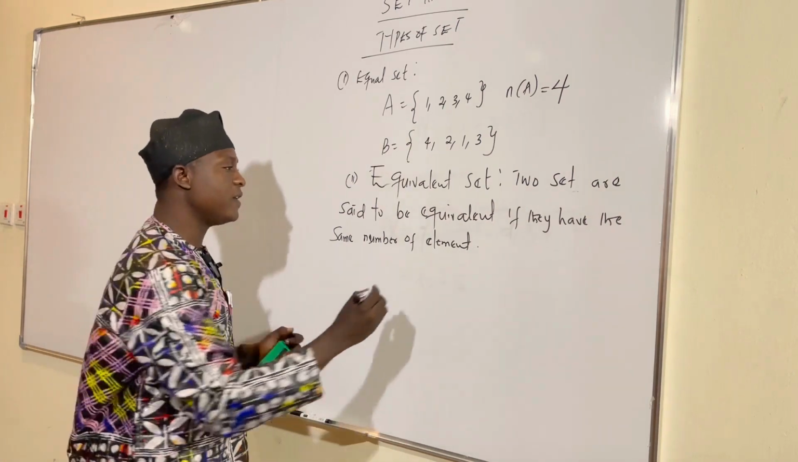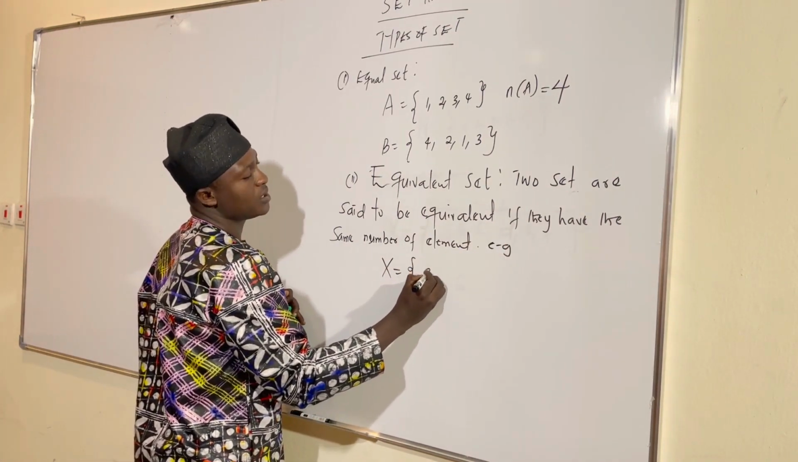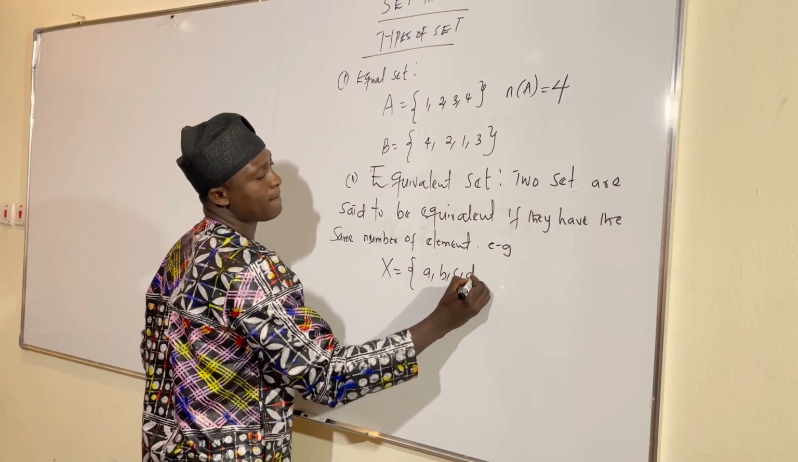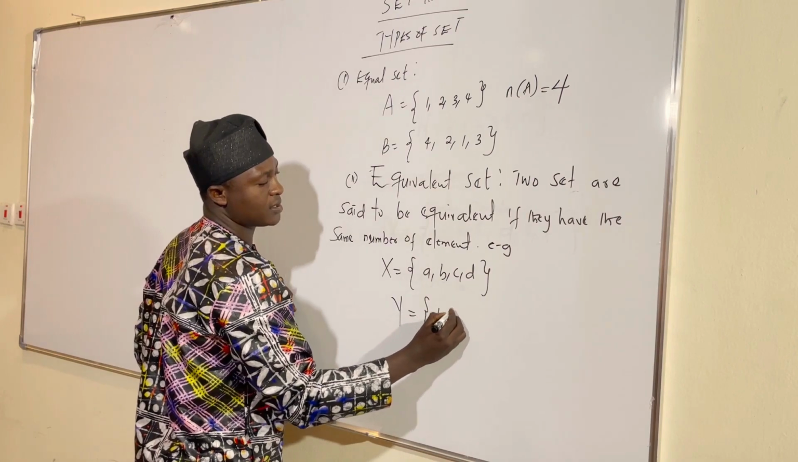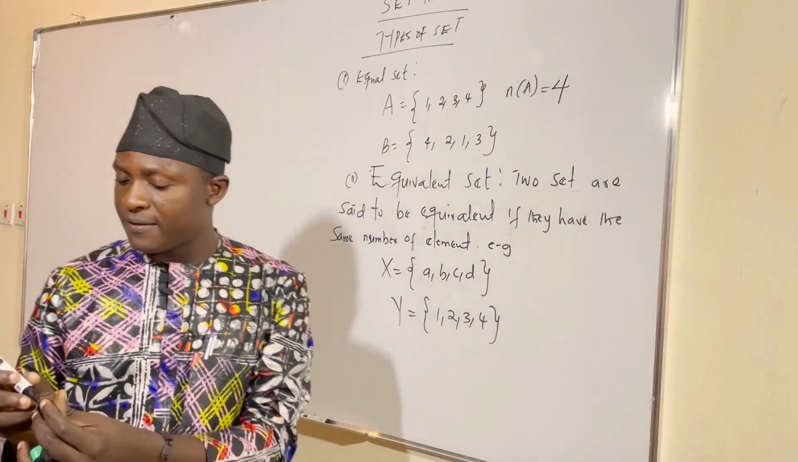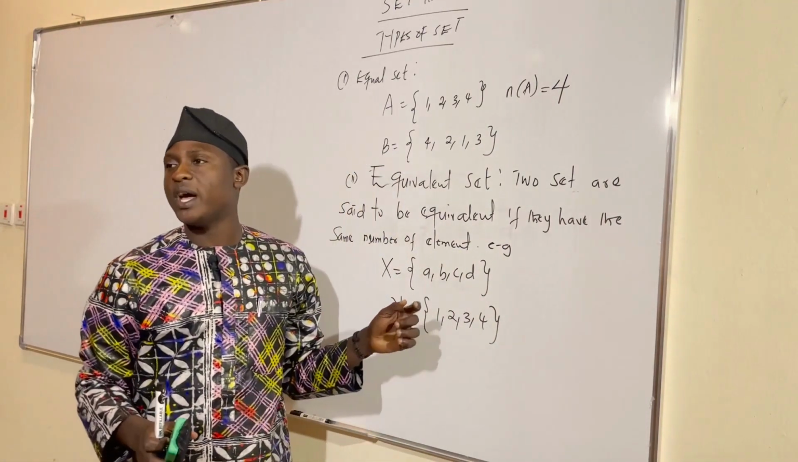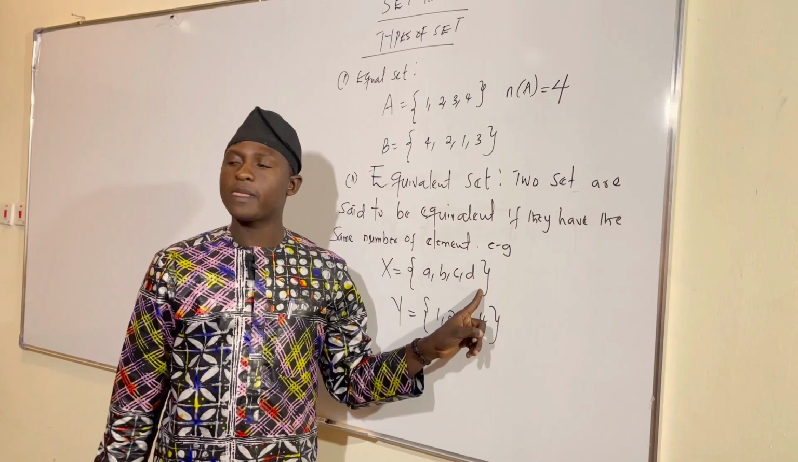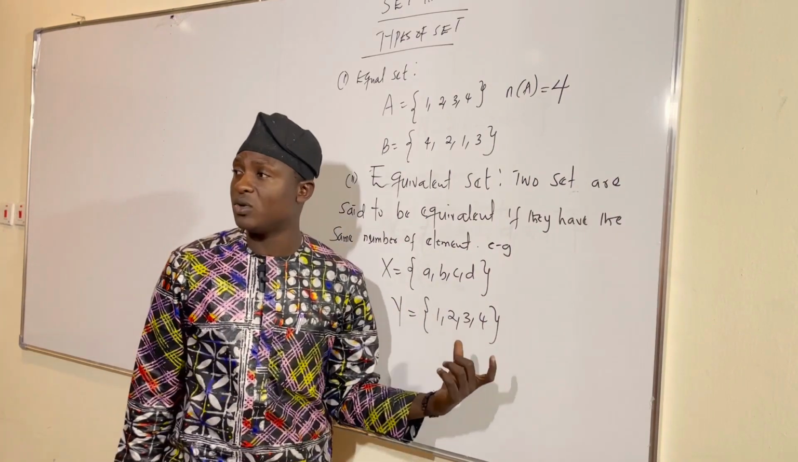So let's give an example of that. For example, let's say I have set X equal to {A, B, C, D}. Let's say we have Y equal to {1, 2, 3, 4}. It doesn't matter whether they have something in common or not. Clearly, if you look at set X we have A, B, C, D, and in set Y we have 1, 2, 3, 4. Here, we can see that they don't have anything in common.